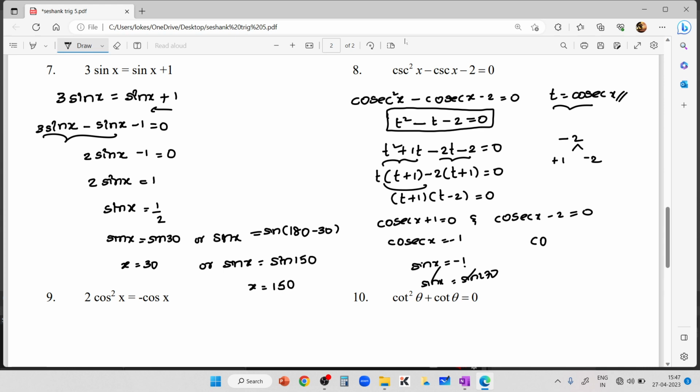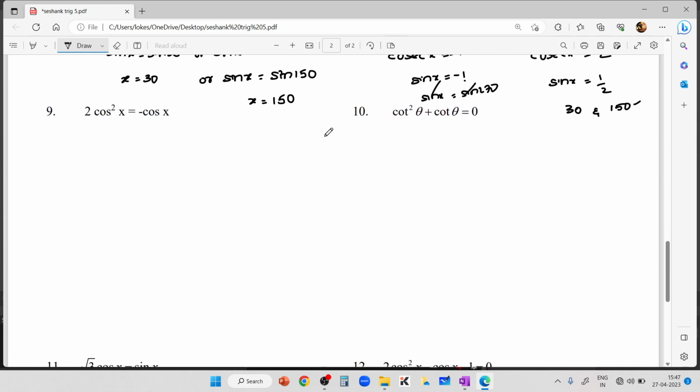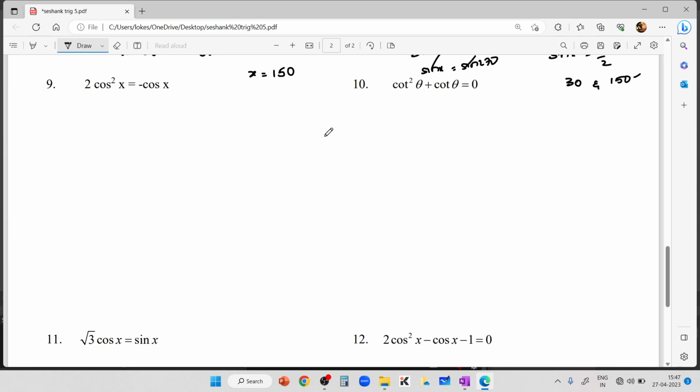And here cosecant x is equal to 2, that means sin x will become 1 by 2. Sin is positive in the first quadrant and second quadrant, so sin 30 and sin 180 minus 30, 150. So for both values of x, we get the answer here. In the same way, we have some types of questions here.